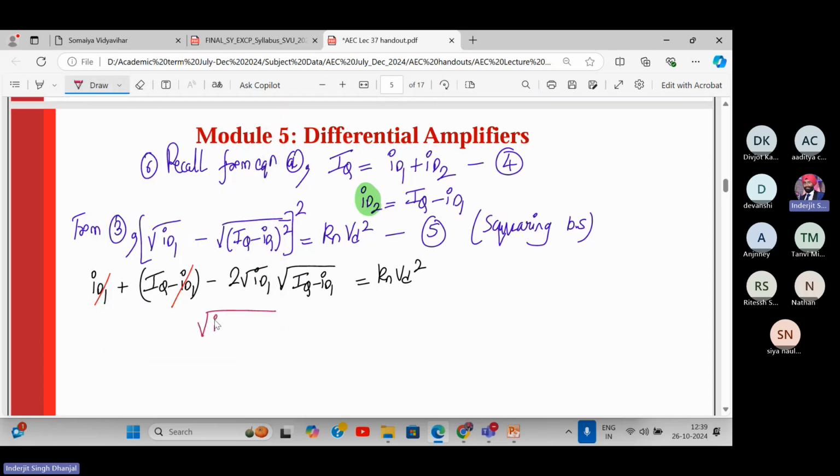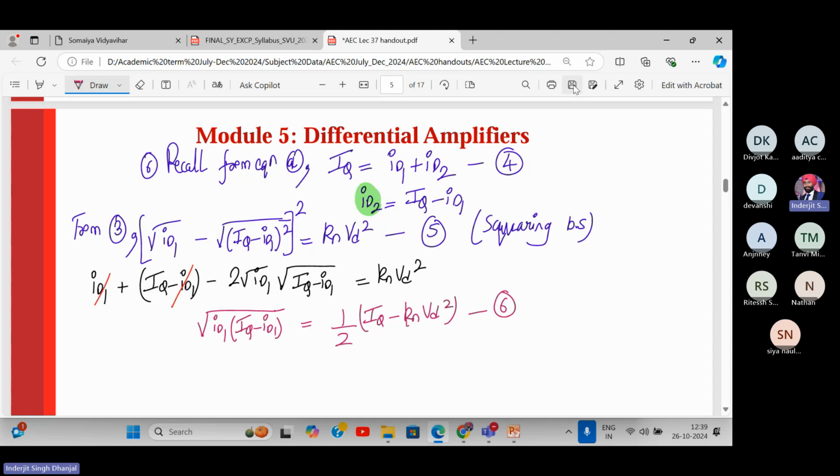So inside the bracket, what do we have? Square root of ID1 into IQ minus ID1 is equal to, this 2 will come over here, right? So it will be half IQ minus Kn Vd square. Do you agree to this term? Equation number 6. Do you follow this? Yes or no? Yes. Okay.